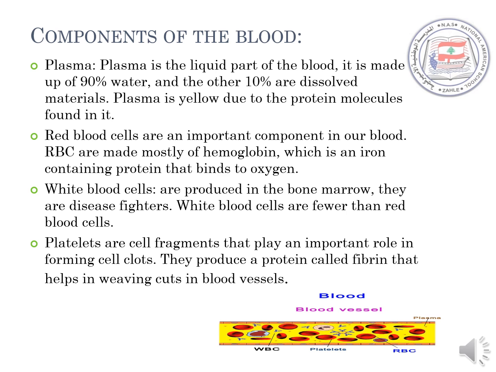White blood cells are produced in the bone marrow. They are disease fighters and they are fewer in number than red blood cells. Platelets are cell fragments that play an important role in forming blood clots. They produce a protein called fibrin that helps in weaving cuts in blood vessels.